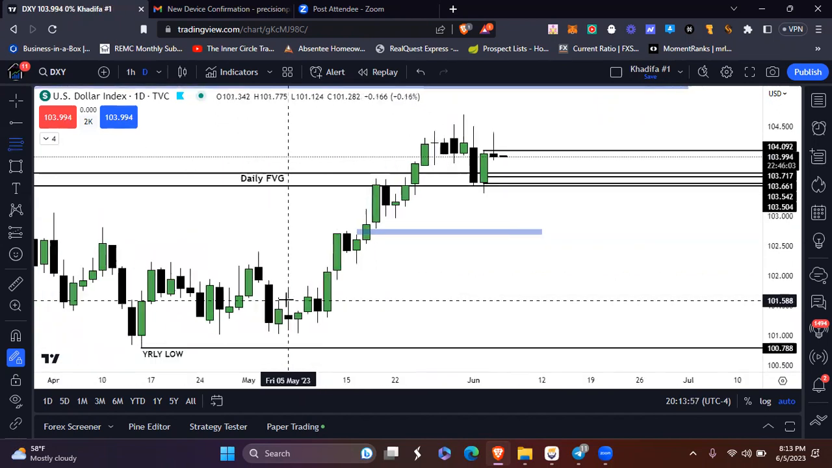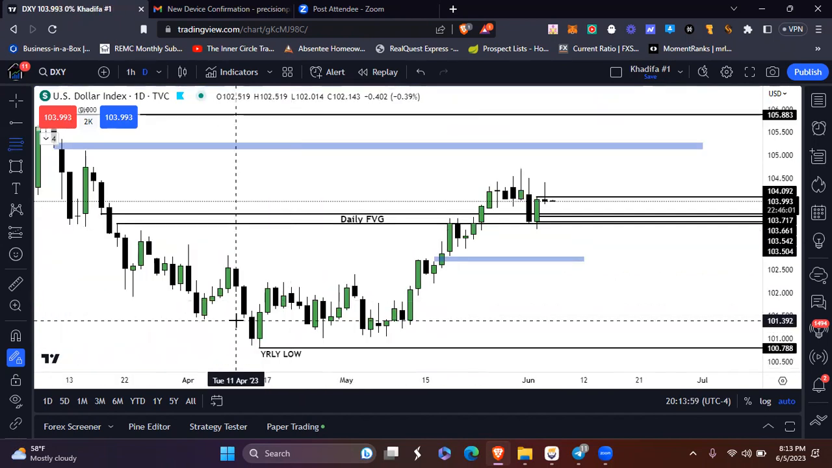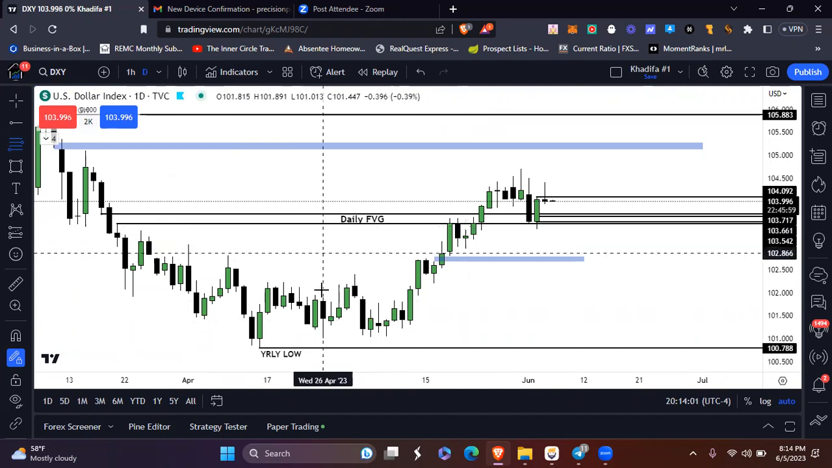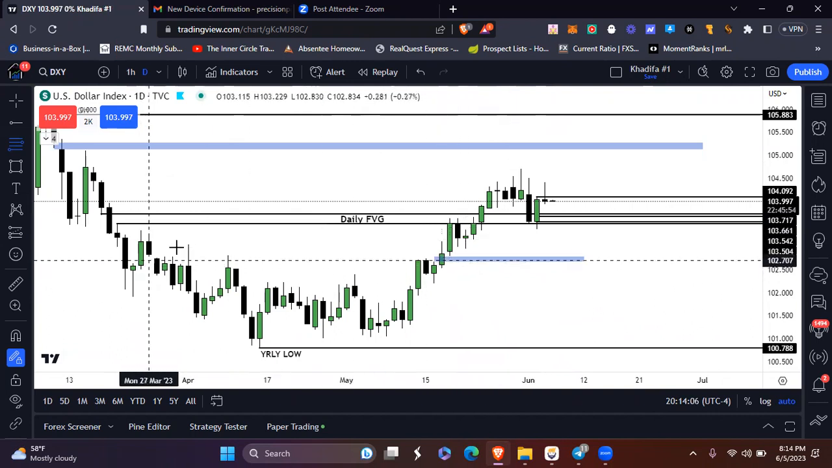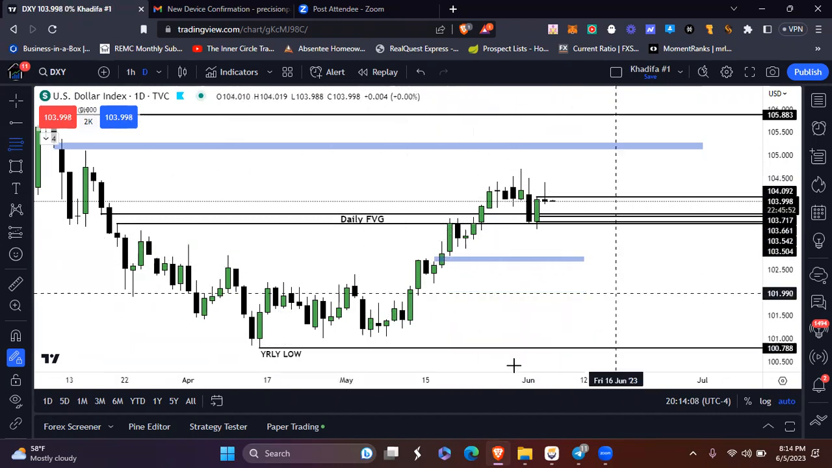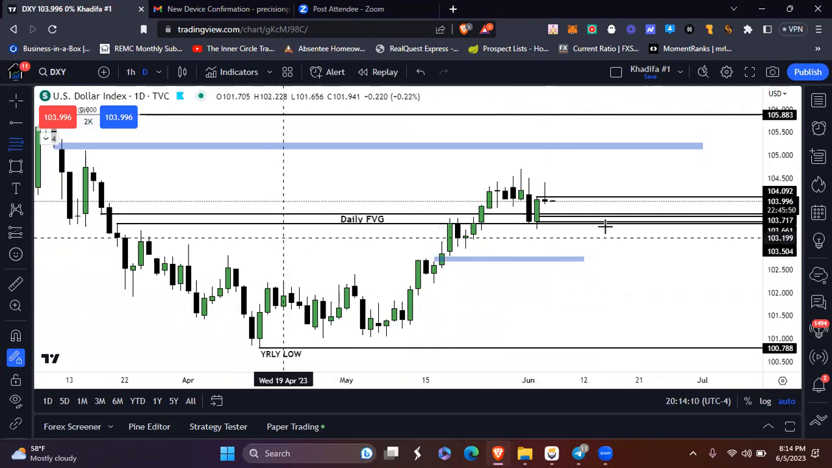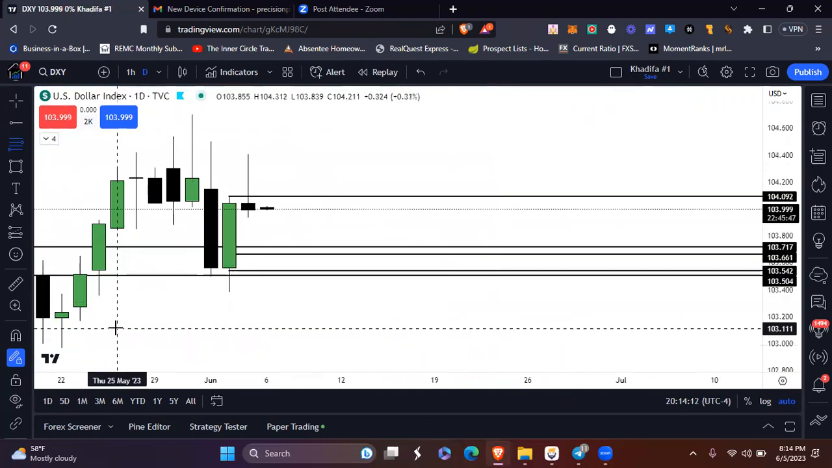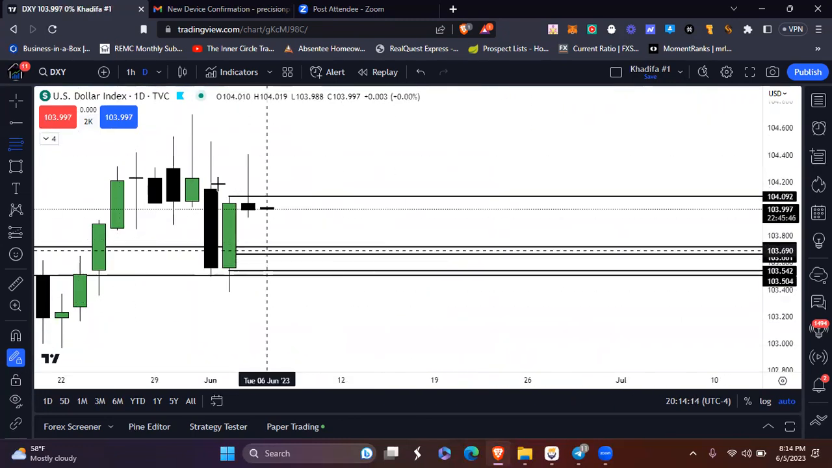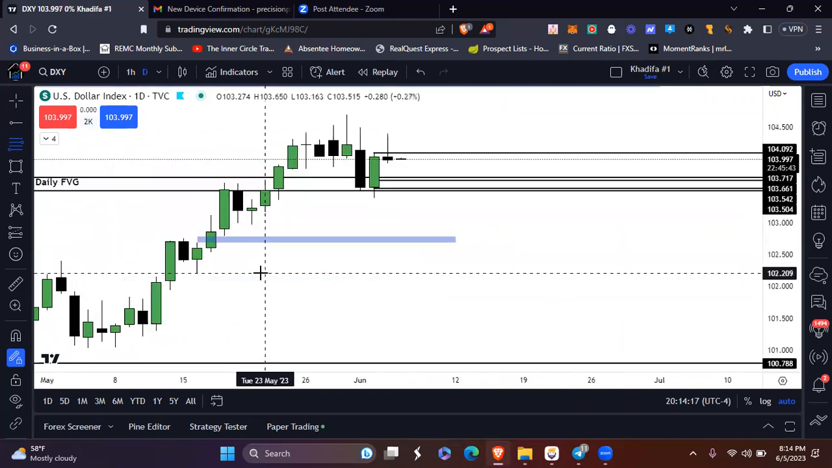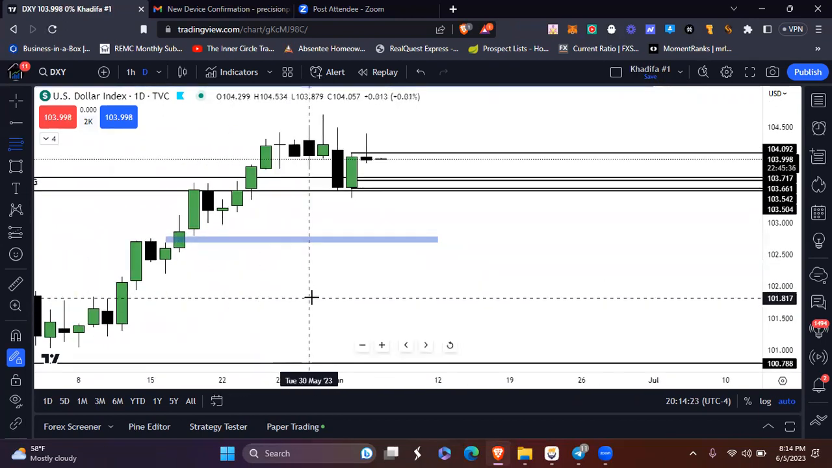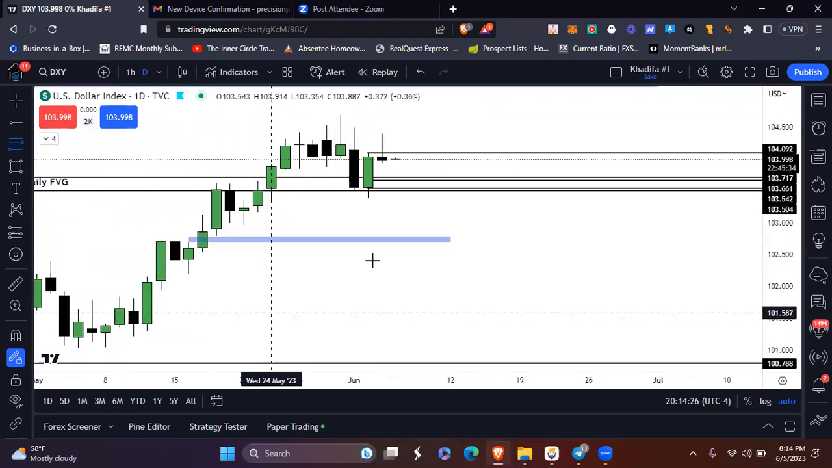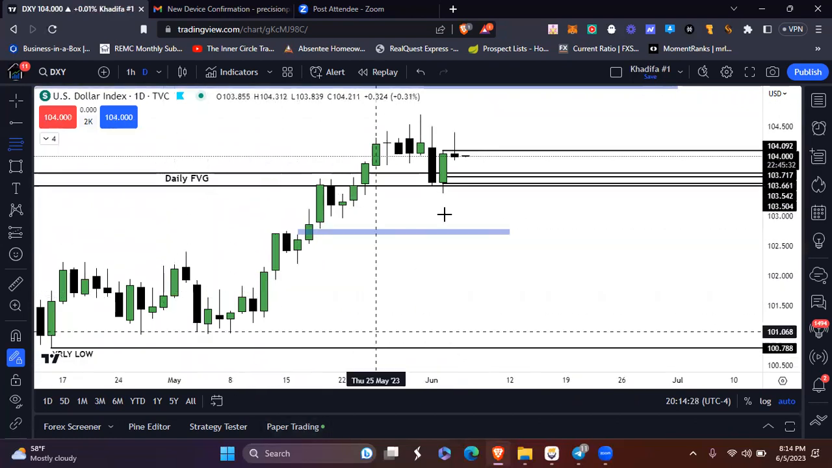If you zoom out to a bigger view, you can see that it's sitting right inside of that daily fair value gap. So that is an extra strong level, being that we are on a high time frame, and this PD array, which is already a strong level, is sitting inside of a daily fair value gap.